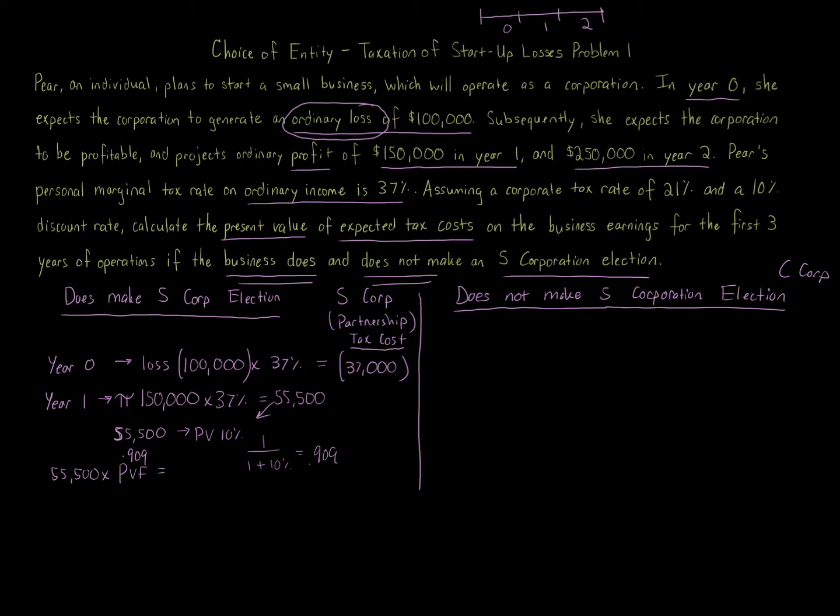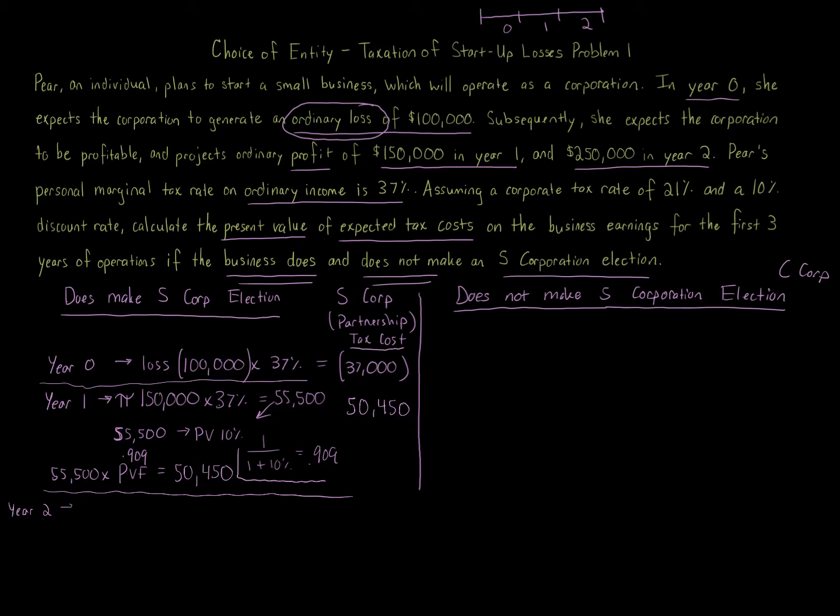So if we take 55,500 times 0.909, that number equals $50,450. So that is the present value tax costs for year 1. So we're going to go ahead and put that number in there, $50,450. So that was year 0, we did that. We got the tax loss and the tax savings. That was year 1. Now we're going to do year 2.